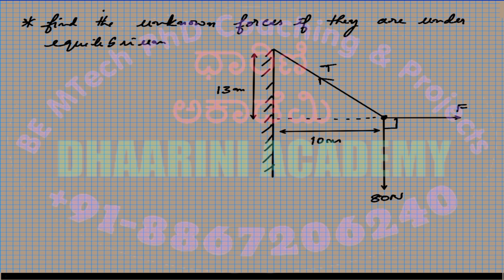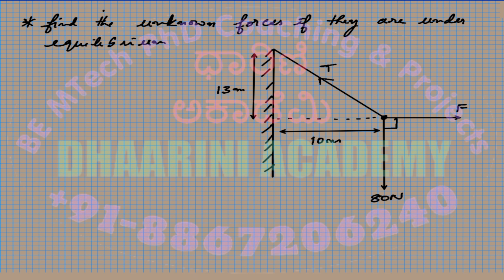Okay, so there are three forces acting on it. One is T, one is F, and the other one is 18 Newton. They have not given any other details. The distances are mentioned over there, right? Horizontal distance is 10 meters, vertically 13 meters. We are supposed to find out what the values of T and F are.